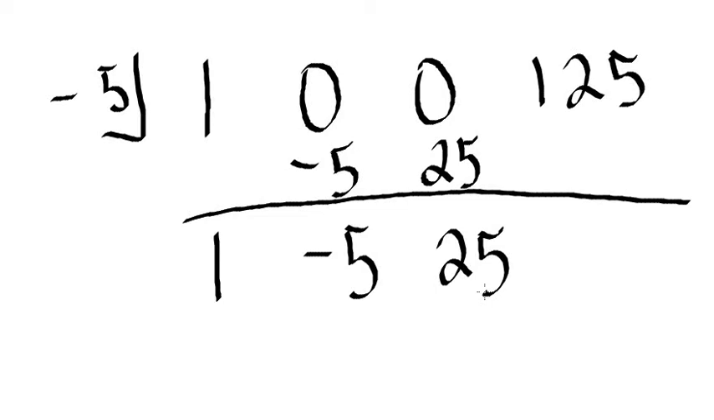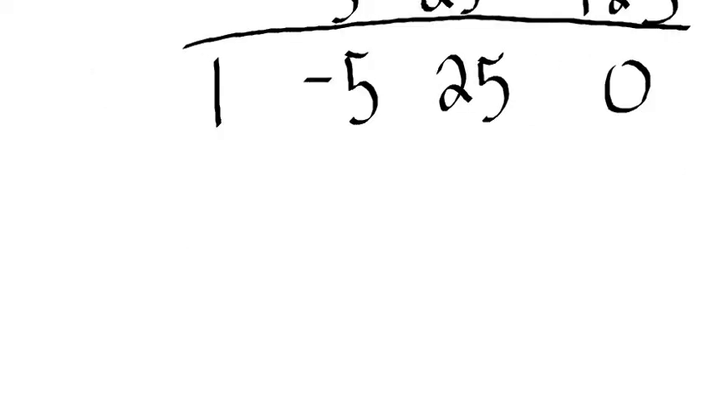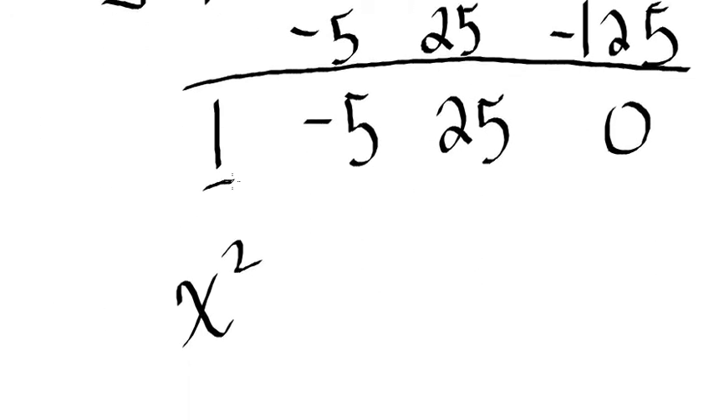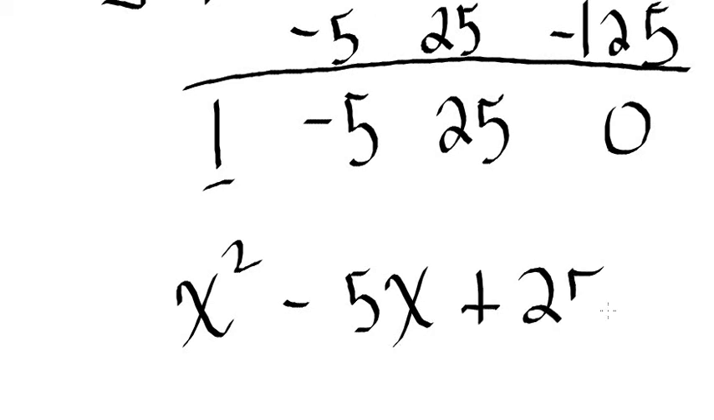Negative 5 times 25 is negative 125, right? And negative 125 plus 125 is 0 as our remainder. So we're left with x squared. Remember, we reduce by 1. We have a coefficient of 1 here, but we don't write it. 1 times x squared is x squared, minus 5x plus 25. Does that look familiar?